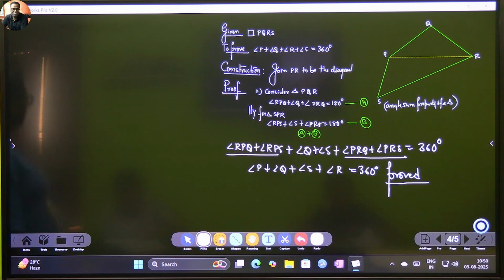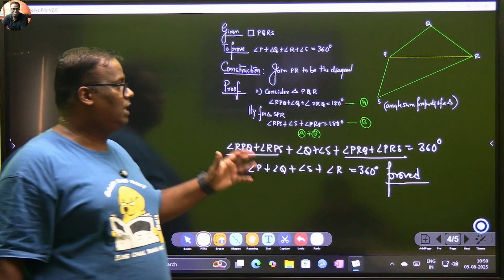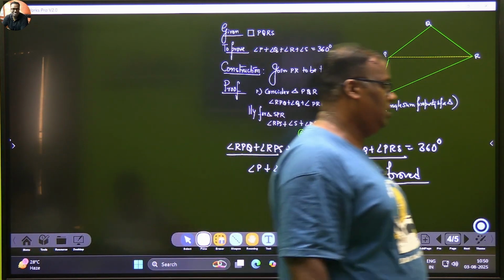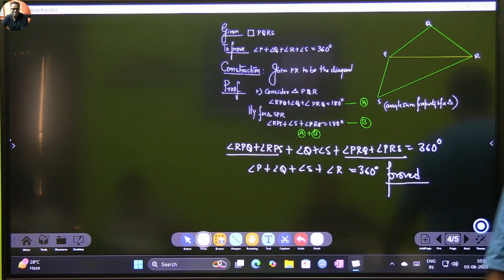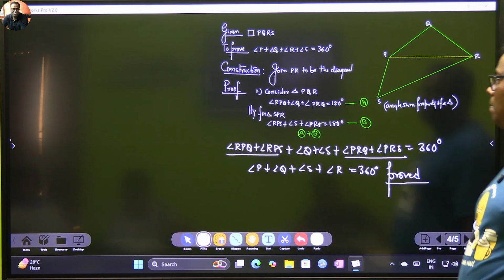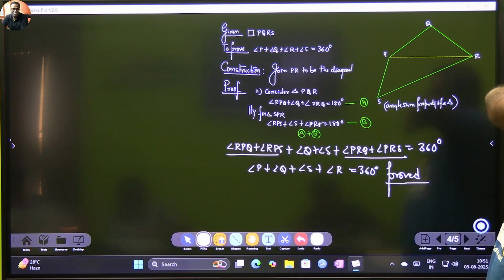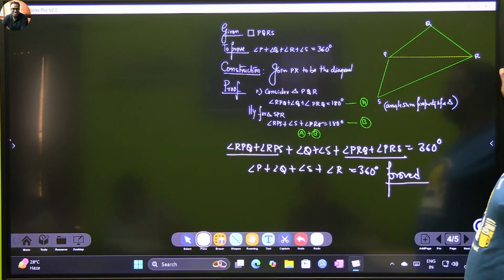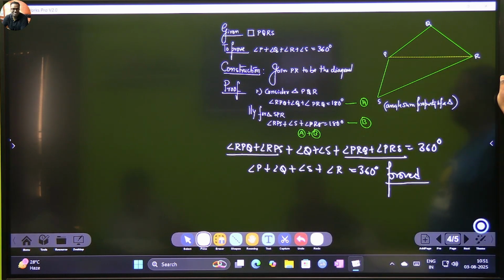Did you understand the trick? You have to write less, yet not miss out on your main points. Practice this writing habit. This is very important in geometry, the way you present your problem. Okay? Can you now go ahead with the next problem?